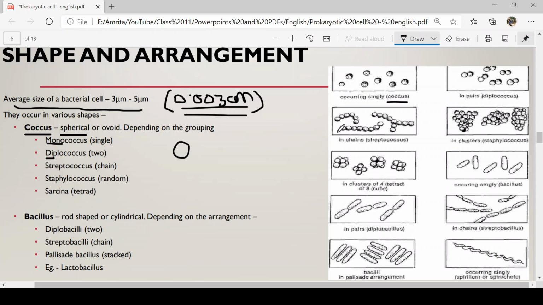Now, if you see a chain of cocci, we call it strep. Always remember, strep means chain. So if the coccus is seen as a chain, we call it a streptococcus. Next, if you see random clusters or a random bunch, just like a grape bunch, under the microscope, you say that is a staphylococcus. Next, if you see groups of 4 or 8, multiples of 4, then it is called Sarcina. So under coccus, which is a particular shape, you have many different arrangements, and these are all the arrangements possible.